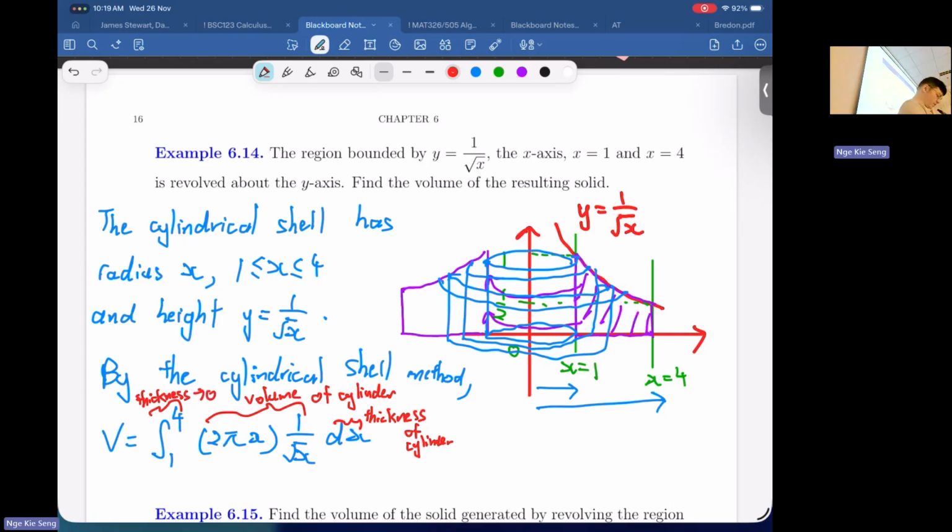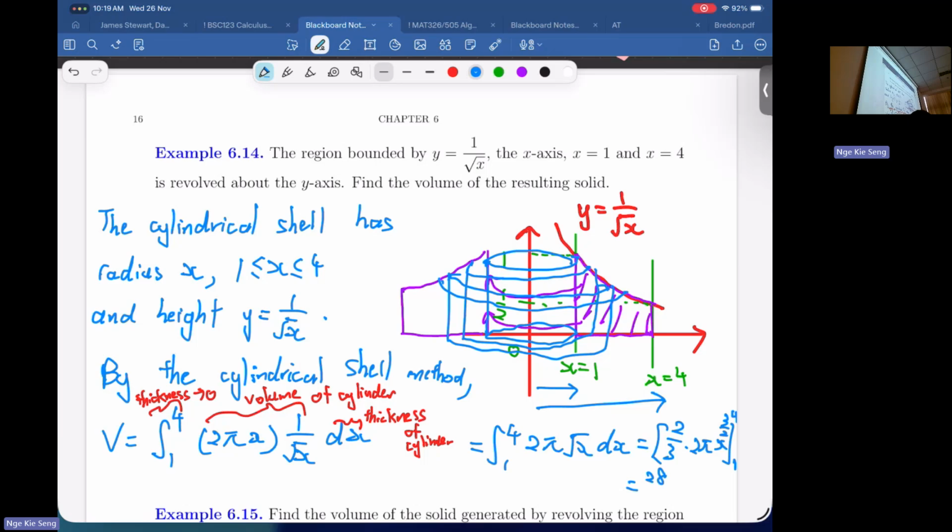You take a bunch of cylinders to build it. Integrating this, I think, is simple, right? Let's see. This is integrating 2 pi square root x dx, which is 2 over 3 times 2 pi times x to the 3 over 2. Finding the antiderivative, evaluate at 4 and 1. I think you get 28 over 3. Okay, so this is the cylindrical shell method.